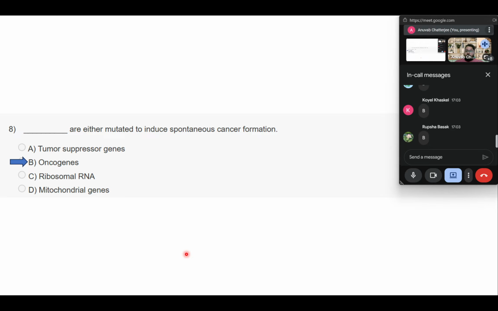So blank are either mutated to induce spontaneous cancer formation. The answer is oncogenes. You can also do the same thing with tumor suppressor genes. If you mutate tumor suppressor genes, the chances of forming a cancer increase manyfold, but mutating oncogenes is the surest, shortest way of getting cancers.